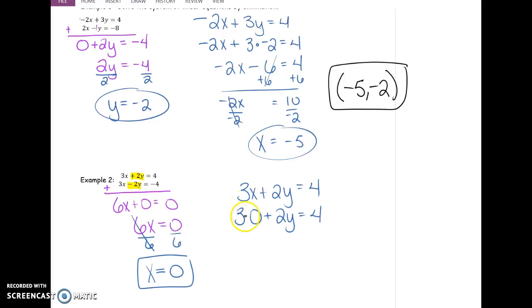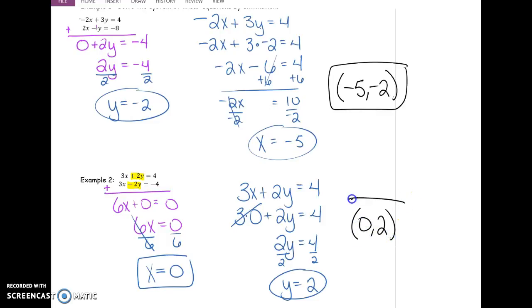3 times 0 is 0. Divide both sides by 2 to get y equals 2. And you are not done until you've written your answer, your solution, as an ordered pair. Our x value was 0. Our y value was 2.